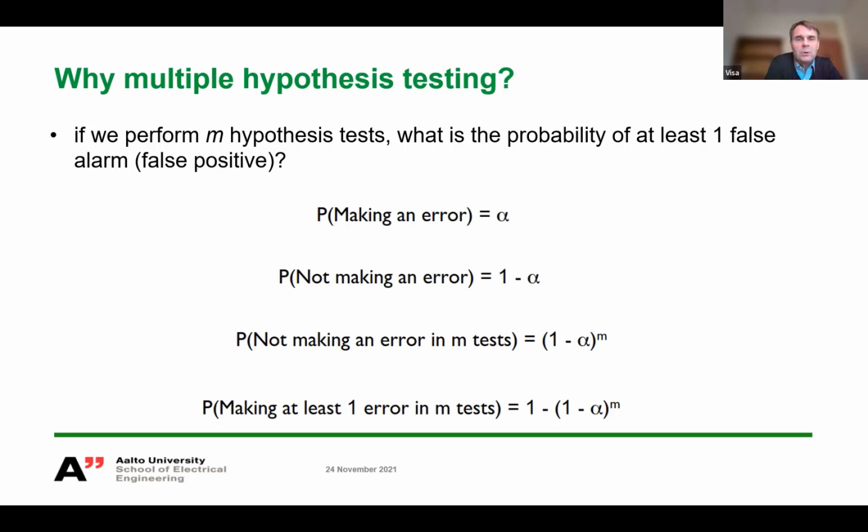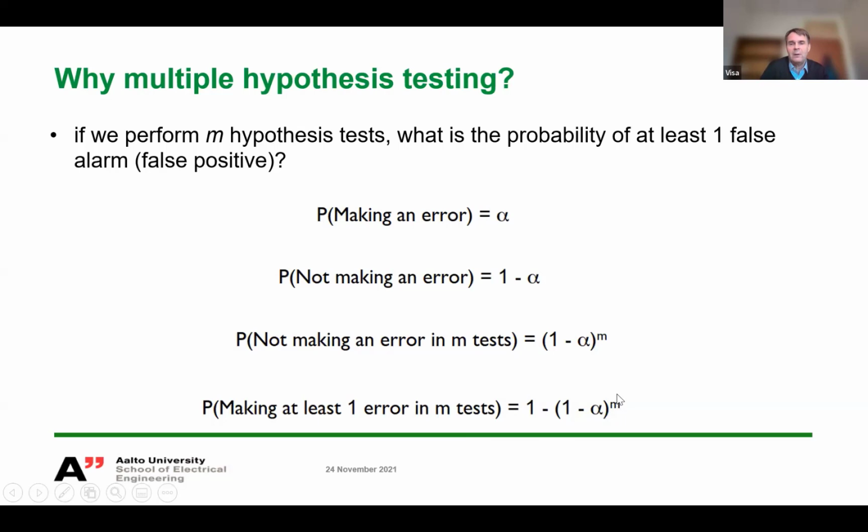Some justification for why to use multiple hypothesis testing. If you are performing M hypothesis tests, then you may ask what's the probability of getting at least one false positive. This is a very classical example: if the probability of making an error is alpha, then obviously the probability of not making an error will be 1 minus alpha, and the probability of not making an error in M tests would be 1 minus alpha to the power of M. Then the probability of making at least one error in these M tests is 1 minus (1 minus alpha) to the power of M.